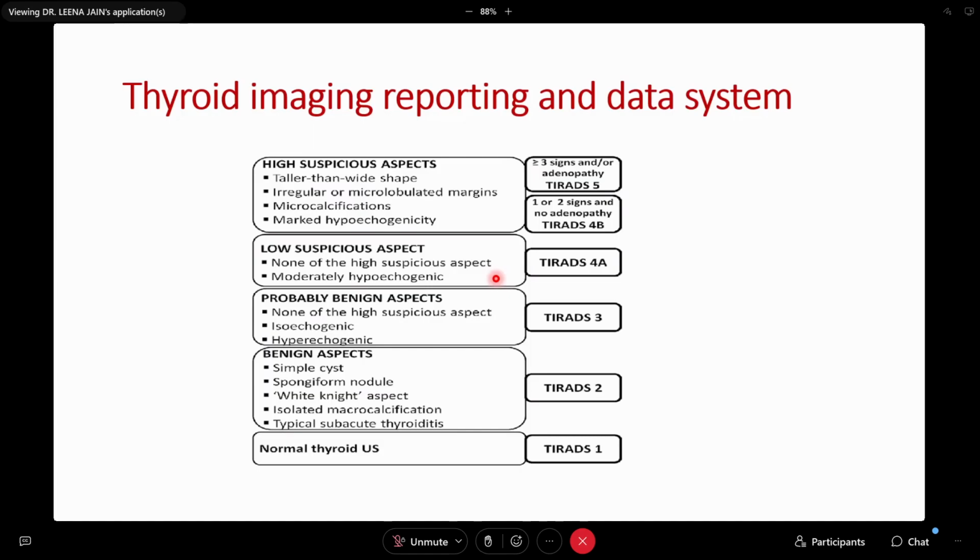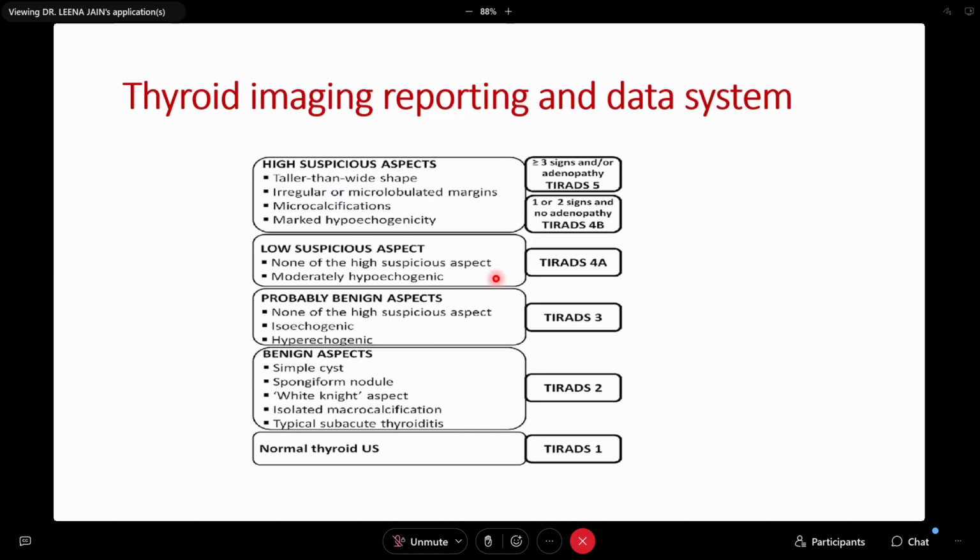There is microcalcification. We have seen in thyroids too that macrocalcification is an indicator of a benign aspect, while microcalcification is an indicator of malignant aspects. Then marked hypoechogenicity is also an indicator. So if more than 3 signs are there, then we call it Thyroid 5. And when 1 or 2 signs are there amongst these highly suspicious aspects, then we call it Thyroid 4B.